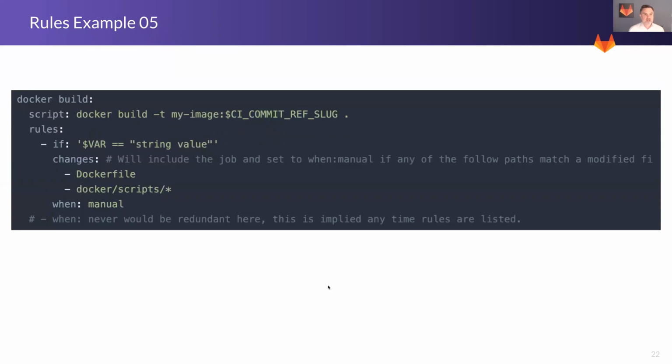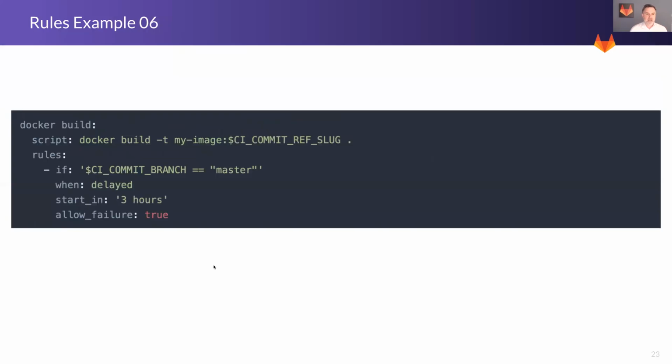Here's a more complex example. In this case, I've actually got an and because I've got if and changes. So if this variable is equal to this value and there is a change in one or both of these places, then the job will run as a manual job. Okay, so it gets a little more complex. My last example here, in this particular case, if the commit branch is master, then it will be delayed for 3 hours and it's allowed to fail.